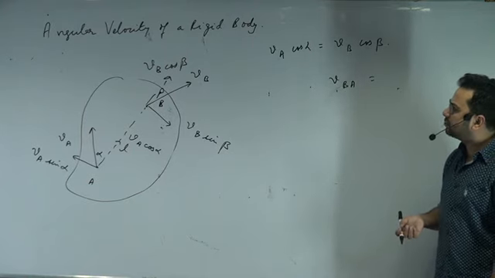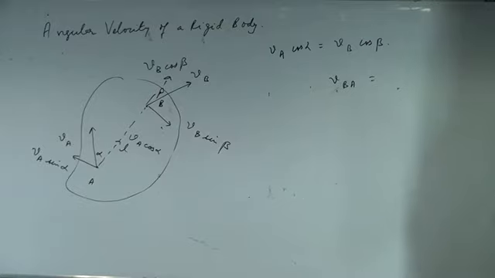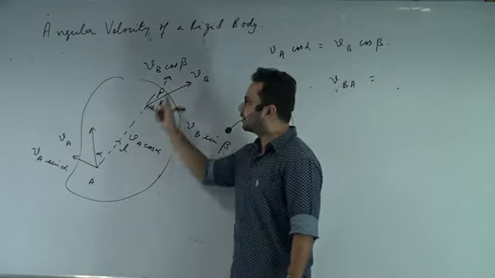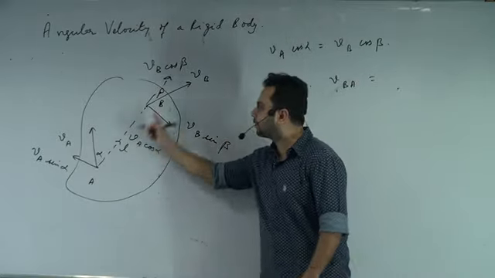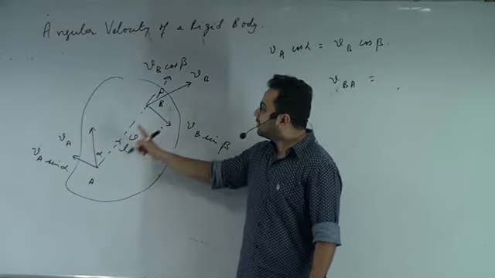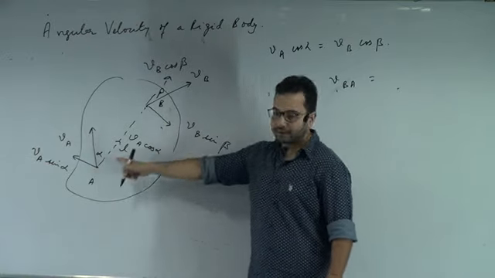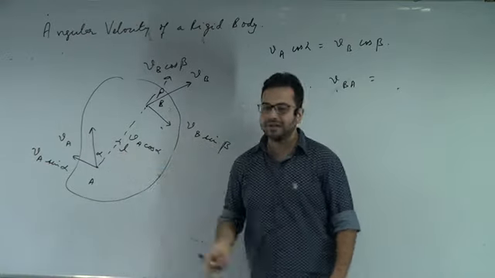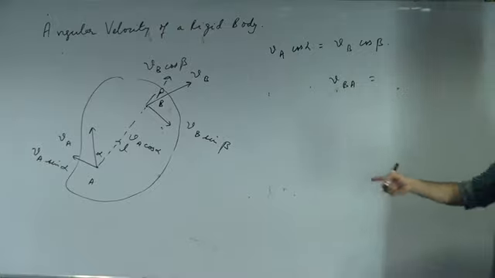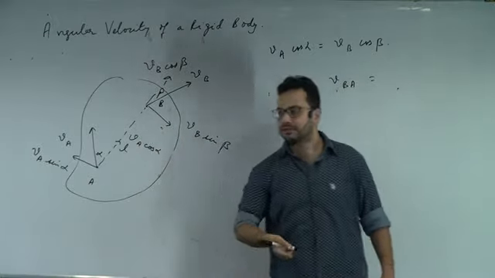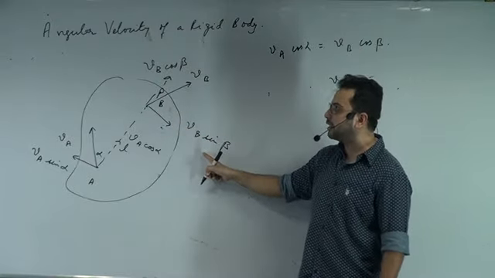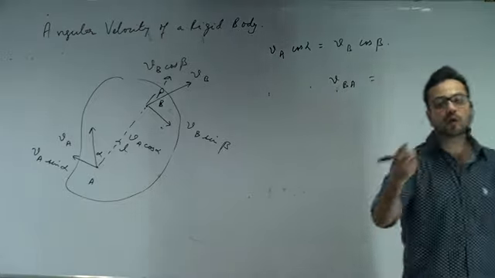VB cos beta. Why? The relative velocity of B with respect to A does not have only one component. It has the other component also. First of all, VB minus VA, so this velocity minus this velocity. The components parallel to the line joining them are the same, so they cancel out. So what are we left with? We're left with VB sin beta and VA sin alpha. So what will be your answer?